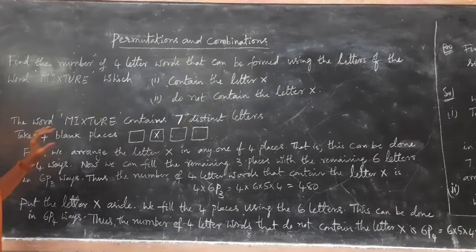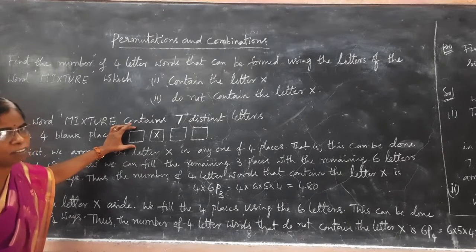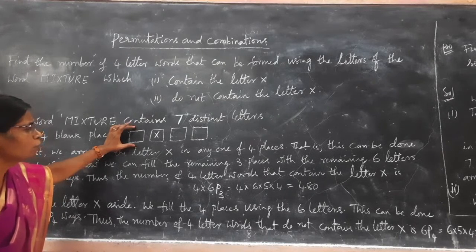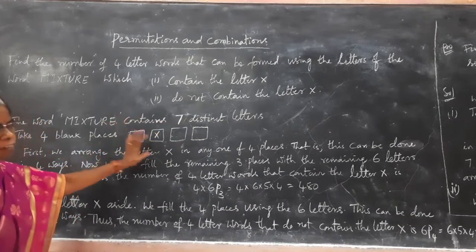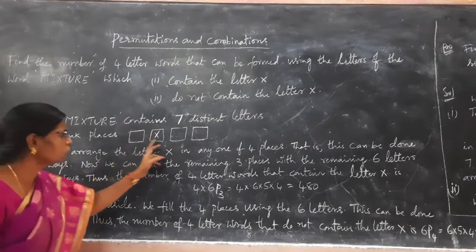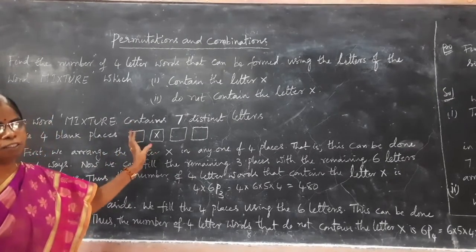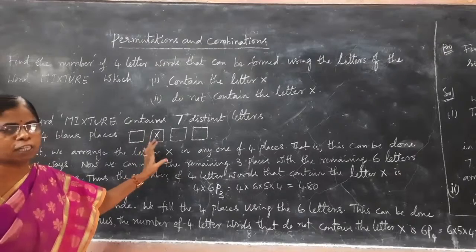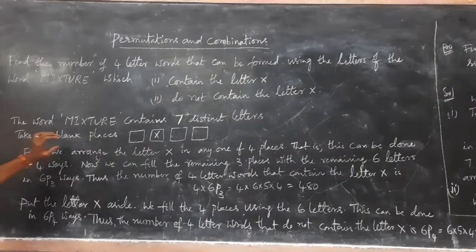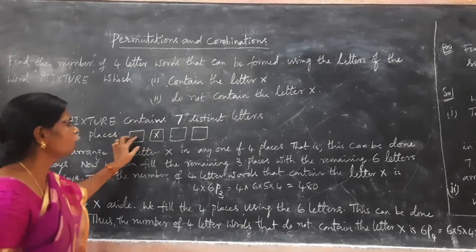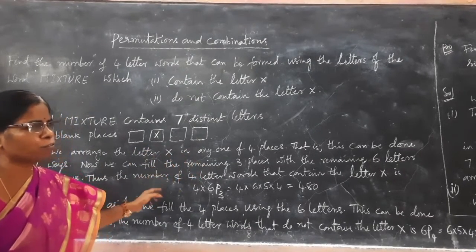After this, the 4-letter word should contain the letter X. That means we have to fill one of these 4 places with the letter X. Then this 4-letter word contains the letter X. For that purpose, we put the letter X in any one of these 4 places. That means X can be arranged in 4 ways.